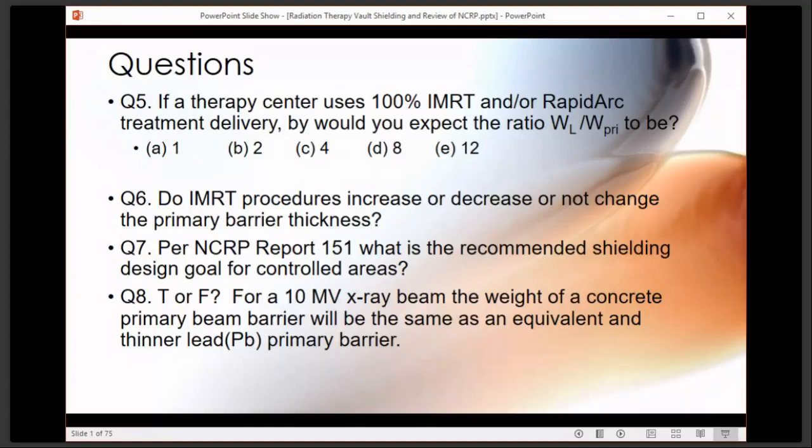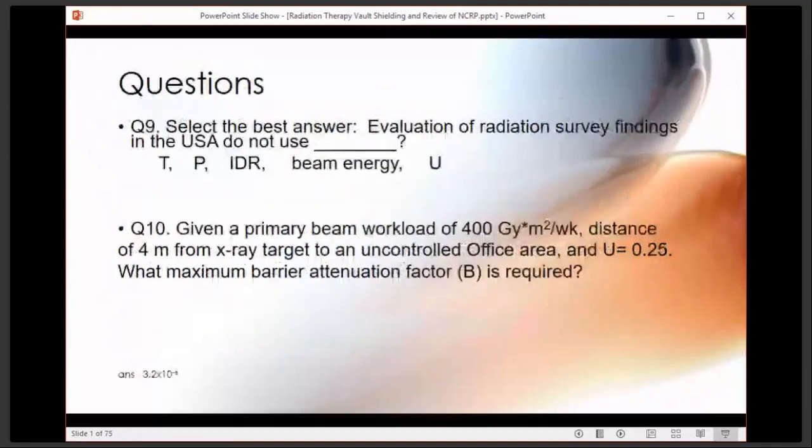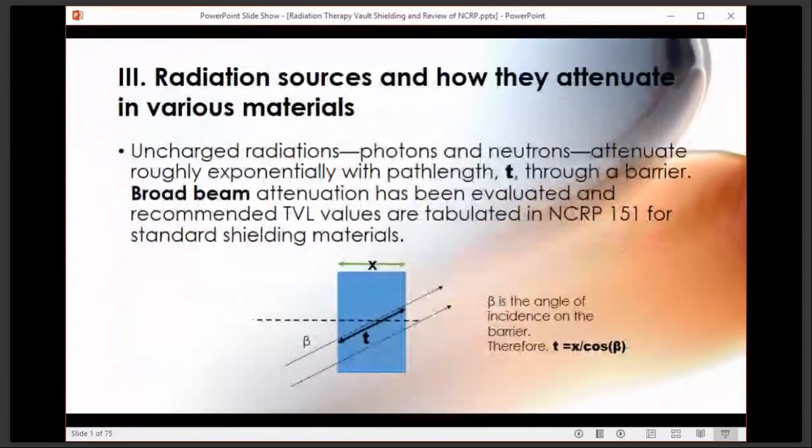true. It'll be the same, because for 10 MV you've got a dominance of Compton scattering, which is really only dependent on the total mass in between the barriers. So when you calculate, be it concrete or lead, you'll end up with essentially the same mass, i.e. same weight. Okay. And here's a couple more questions. We'll have to skip them right now, but if you have a chance to come back and look, they're typical exam questions.